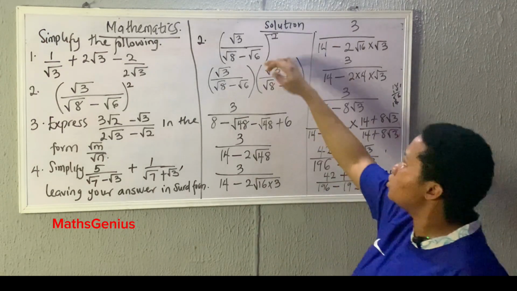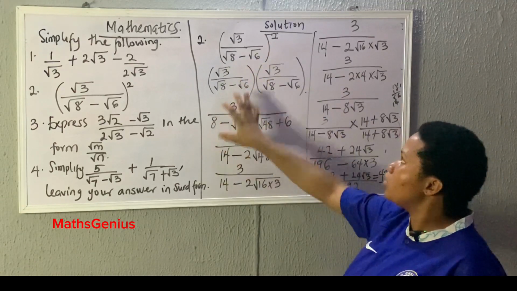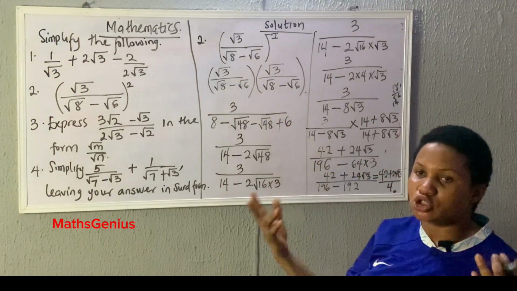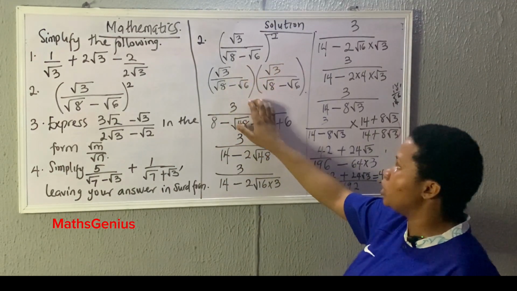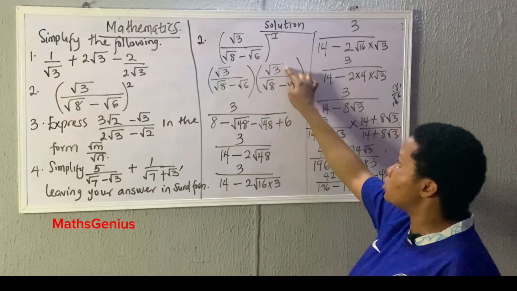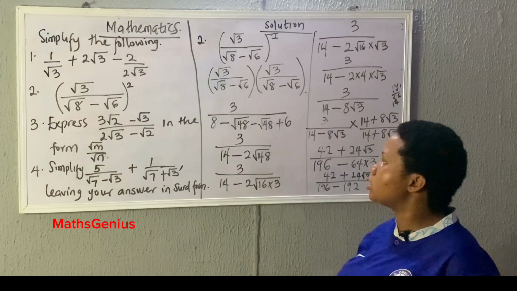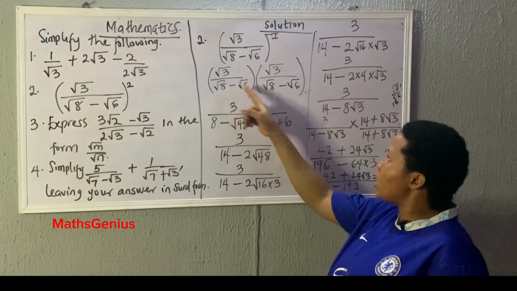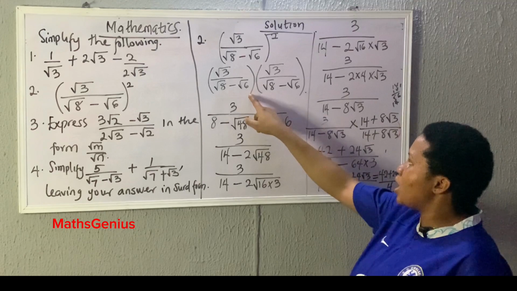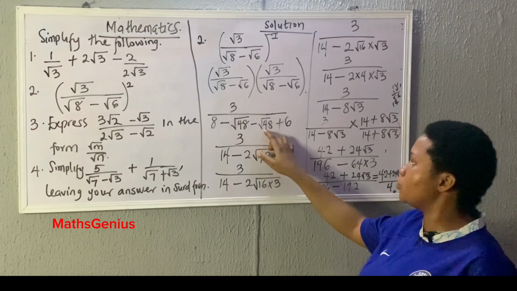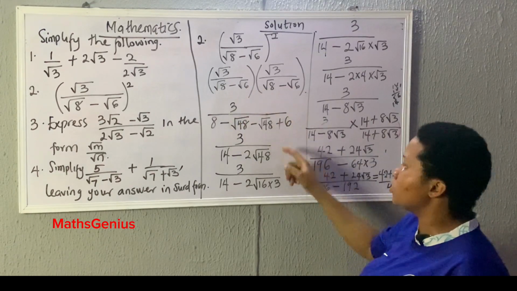Let's go again. We have root 3 over root 8 minus root 6, all squared. Squared means the bracket appears in two places, so we multiply by opening the bracket. Root 3 times root 3 will give us 3 over root 8 times root 8 will give us 8, minus root 8 times root 6 will give us root 48, minus root 8 times root 6 again will give us root 48. Then minus times minus is plus. Root 6 times root 6 will give us 6.